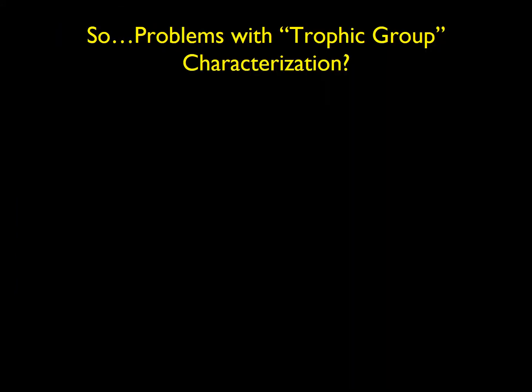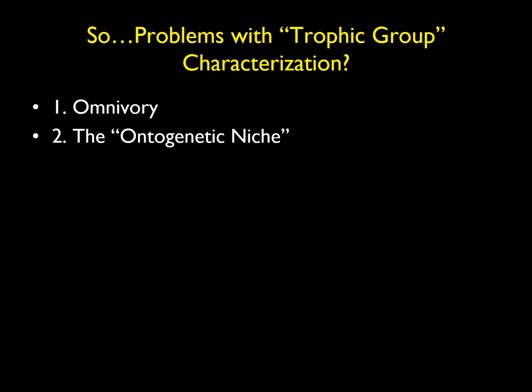So if we were to lay out the problems with this characterization, the challenges are one, omnivory, that species eat more than one thing, and second, this idea of the ontogenetic niche, right? So this ecological niche that describes how a species interacts in its environment, the resources and conditions it needs, that changes as it develops, right? And so the trophic group that a fish is a part of is going to vary depending on how old it is.